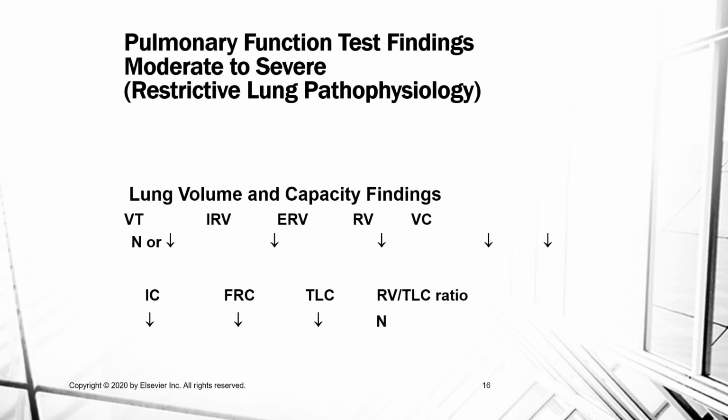Respiratory mechanics will show a tidal volume that may be normal or decreased, and expiratory reserve volume may be decreased. Reserve volume also may be decreased. Vital capacity is decreased. Inspiratory capacity will be decreased, FRC will be decreased, TLC will be decreased, but your RV to TLC ratio would be normal.